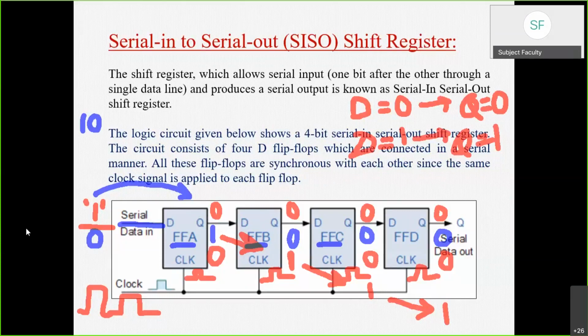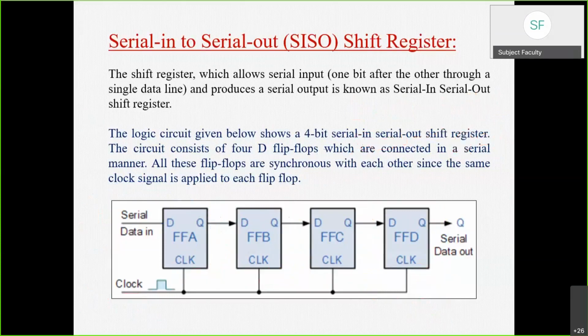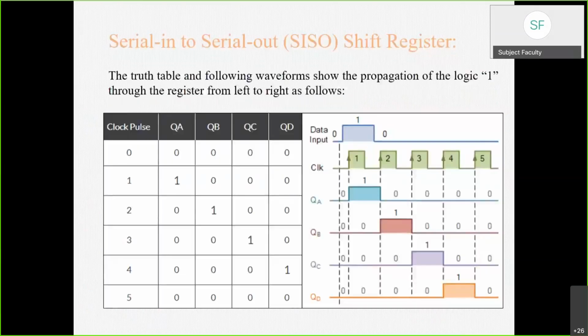It will be more clear to you when you study the waveform. Here, same thing is explained. Initially QA was 1, then for the next clock pulse QB becomes 1, then QC, and then QD. The output of flip-flop A is nothing but QA, the output of flip-flop B is QB, the output of flip-flop C is QC, and the output of flip-flop D is QD.